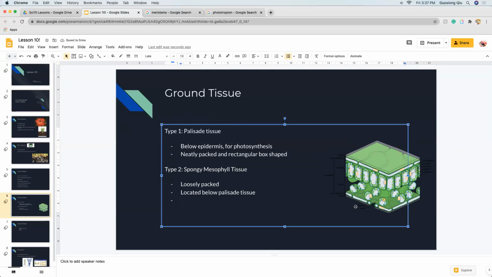They're loosely packed to allow for gas diffusion. So if you look below the spongy mesophyll tissue into the lower epidermis, you can see that there's a hole here. This hole is what allows for gas diffusion into and out of the plant leaves. Loosely packed for gas diffusion.